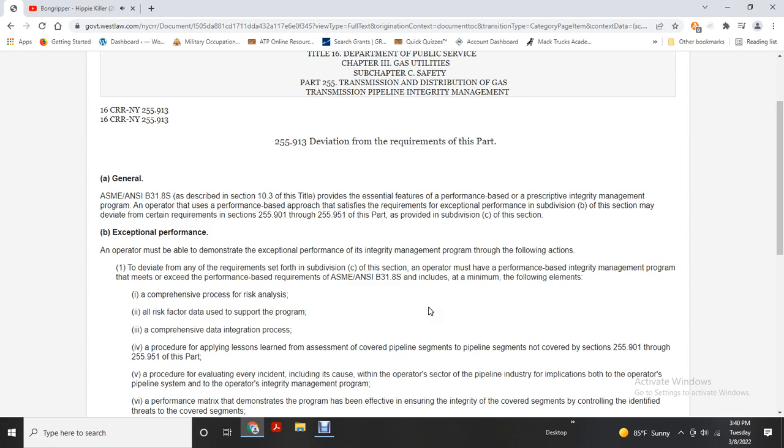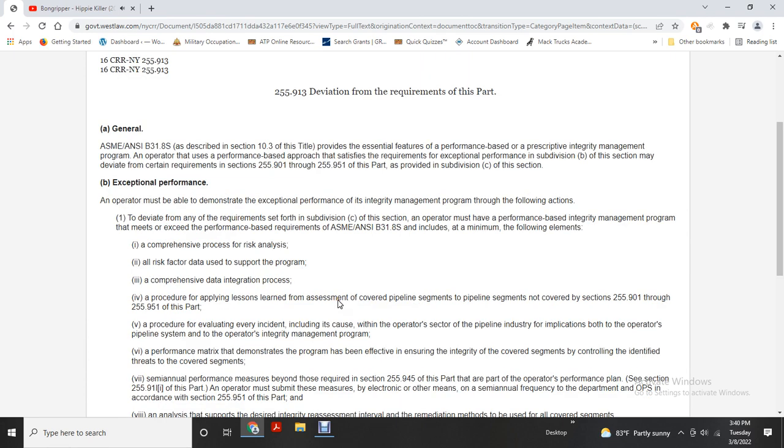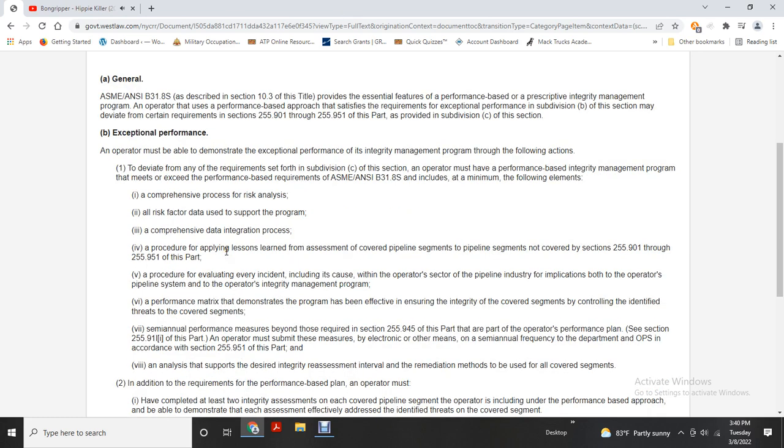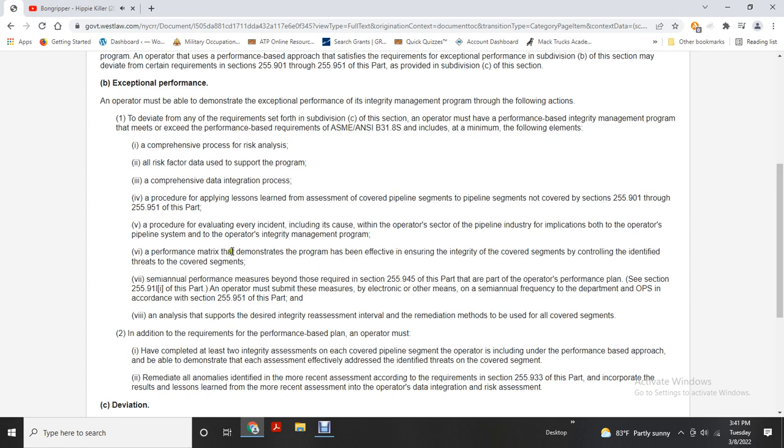The operator must have a performance-based integrity management program that meets or exceeds the performance-based requirements of ASME/ANSI B31.8S and, at a minimum, the following elements. A comprehensive process, risk analysis with all risk factors, supporting the program with comprehensive data integration, and a procedure for applying lessons learned from assessments of covered pipeline, checked against the data covered in sections 255.901 through 951. A procedure for evaluating every incident, including its cause, within the operator's sector of the pipeline industry, and applying it to the operator's pipeline system and integrity management program. Performance metrics demonstrating that the program has been effective in ensuring the integrity of the covered segments by controlling the identified threats to the covered segment.